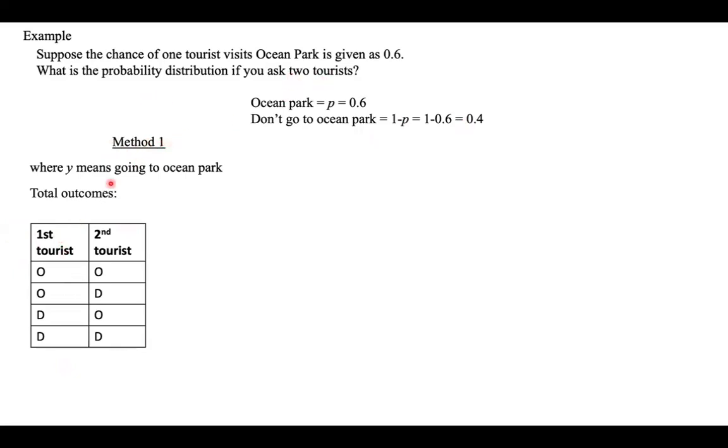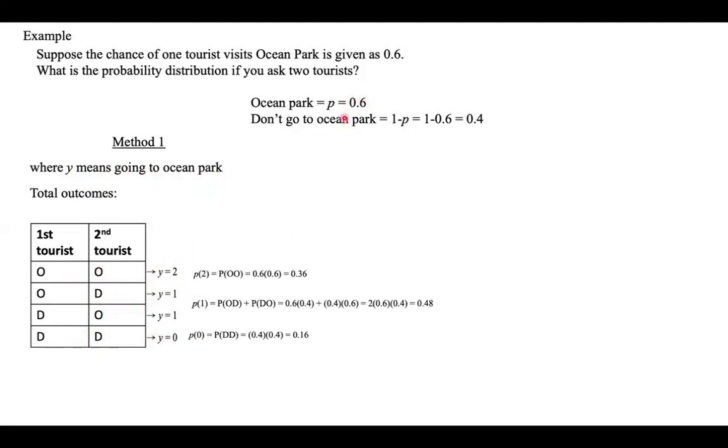There are two tourists, meaning the first tourist and the second tourist. So the first one, both will go to Ocean Park. And the last one, both do not go to Ocean Park. Or the first one goes to Ocean Park, and the second one does not. Or the first one does not go to Ocean Park, and the second one goes. So these are all the combinations. As we defined Y to be going to Ocean Park, we have two people going to Ocean Park for the first row. And for the last row, both are not going to Ocean Park, so Y would be 0. And for the middle two, either one will go to Ocean Park, so that means Y equals 1.